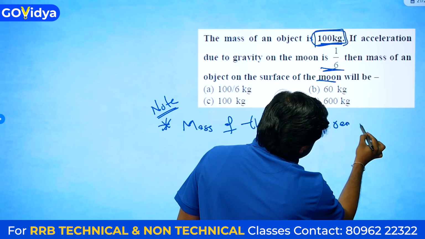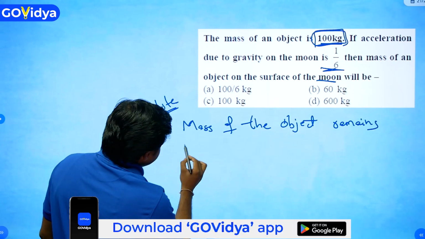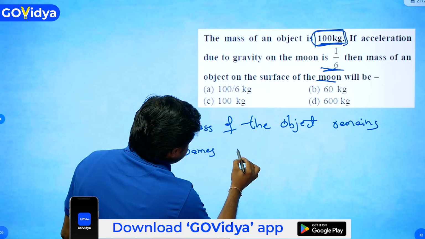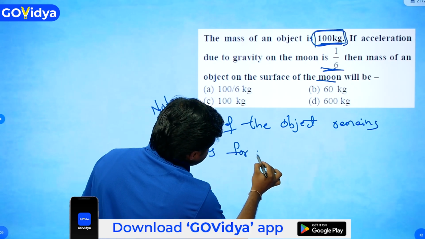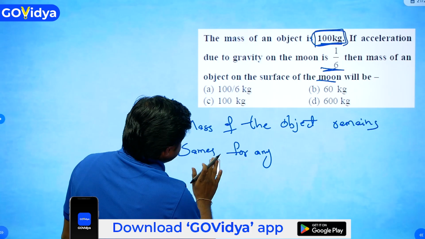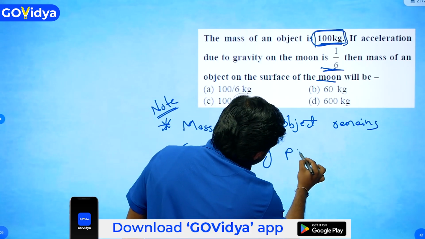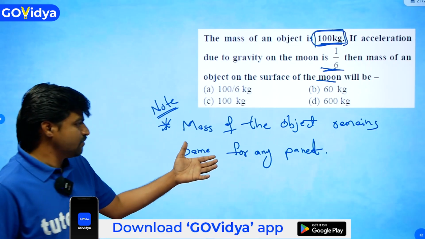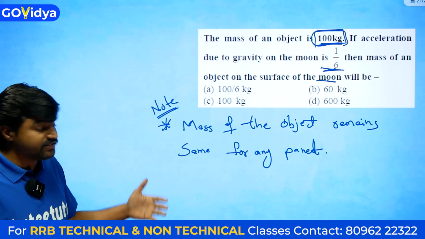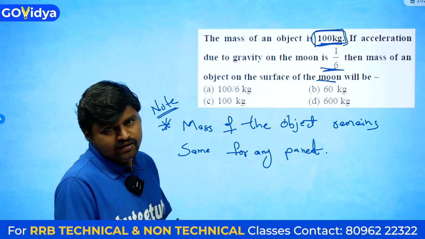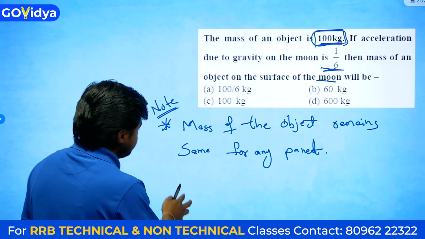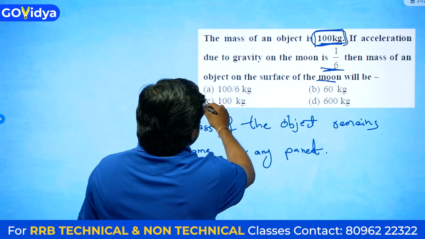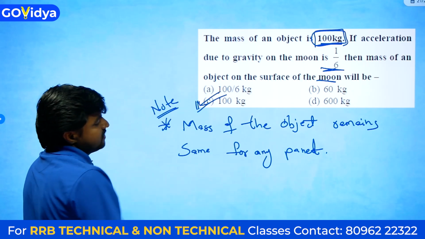Mass of the object remains same for any planet. But weight changes from planet to planet because the gravity of the planet changes. Next question. From the options, 100 kgs. Mass remains constant. Option C is the correct answer.